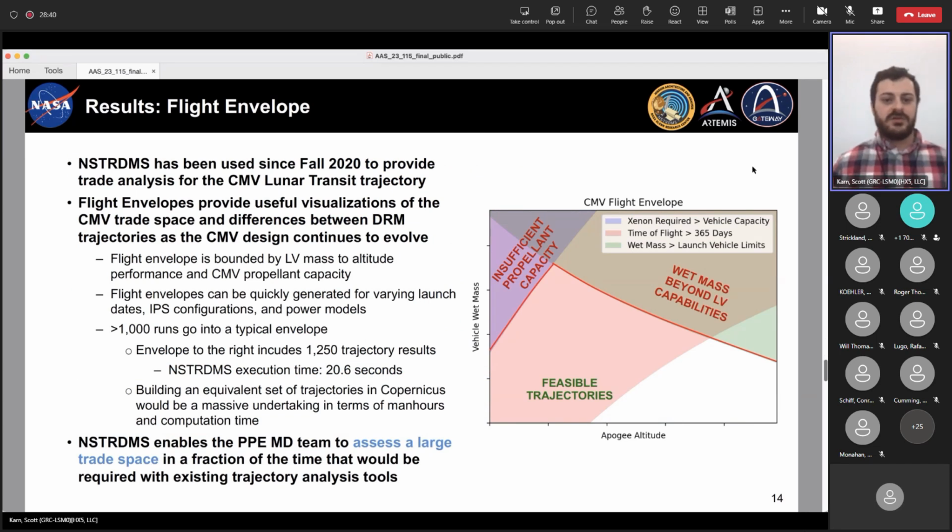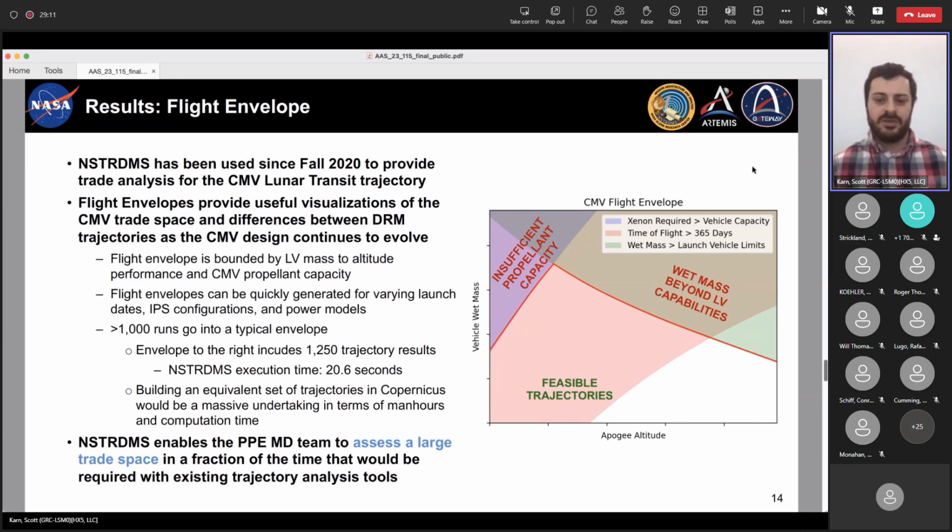So what do results actually look like for NSTRDMS? Rarely do we do one-off, just single set point results in NSTRDMS. It's not really what the tool is optimized for. We really use this tool to run large trade spaces and large spreads of potential inputs. So one of the first things that we started doing in NSTRDMS that became really valuable to project management are these flight envelopes for CMV.